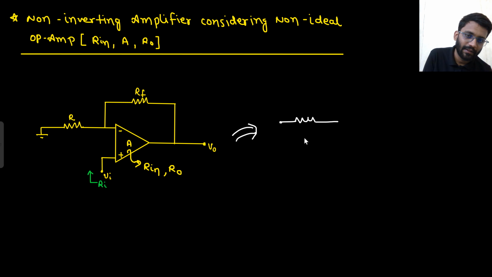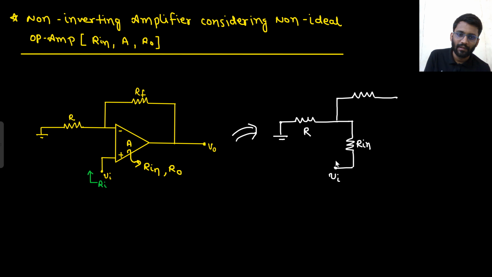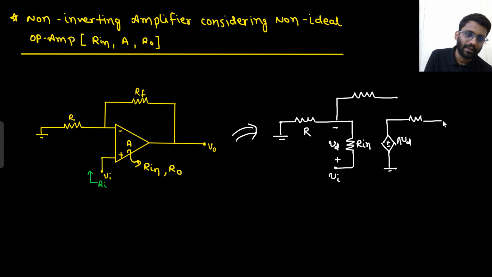This is a resistance R. This node is grounded. Here there is RF. Here, this is your R in. This node is V in. This is R in. Let's just say this is VD. Now that will be amplified with the factor of A, because it has a gain of A. So A into VD you will get here, and then there is R naught. And this node is V naught, which is connected finally to RF.